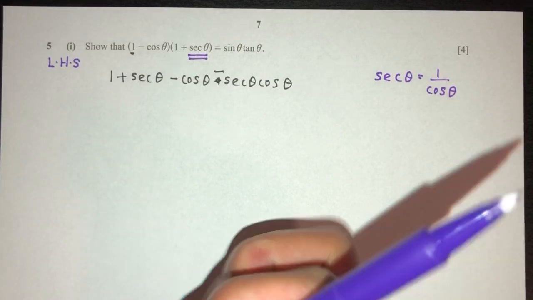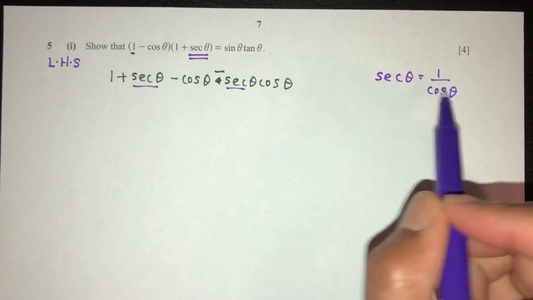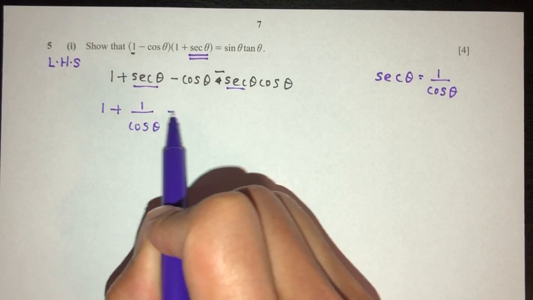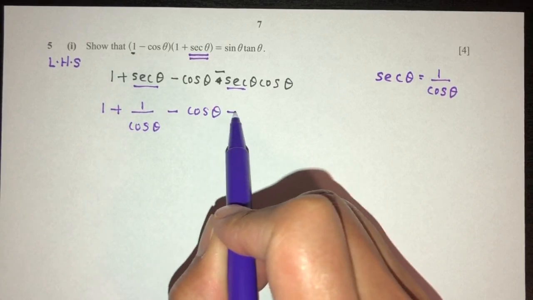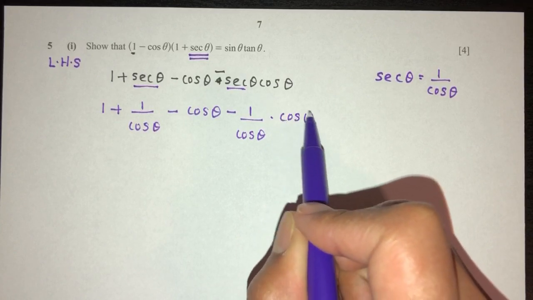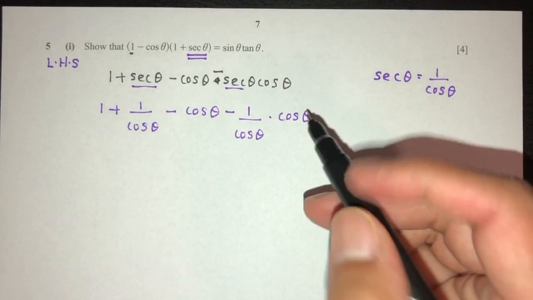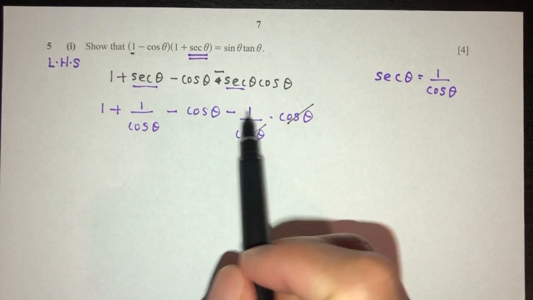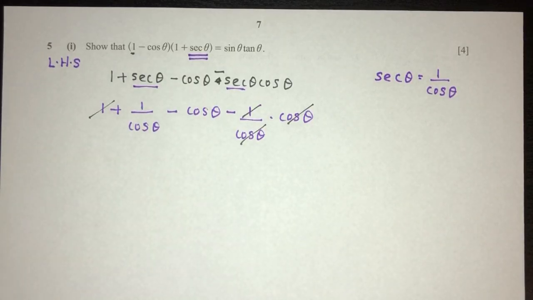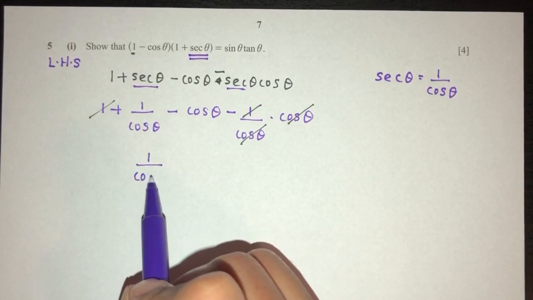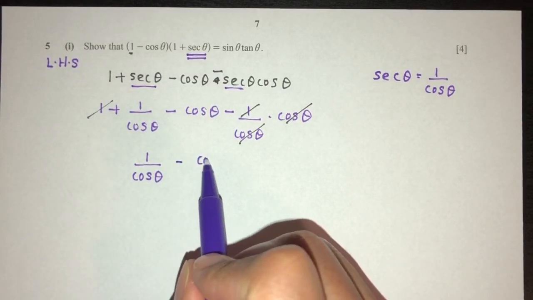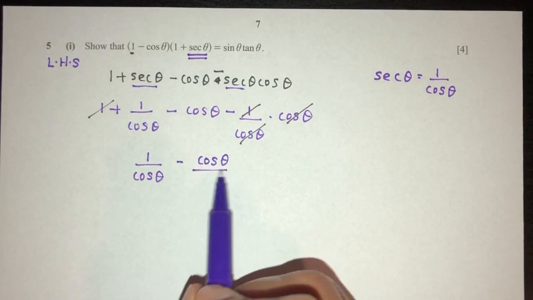So 1 times this will be 1 plus sec theta, and this time this will be minus cos theta plus sec theta times, that will become minus, sorry, because it is minus cos theta. Now replace the value of sec by this value. You will have 1 plus 1 over cos theta minus cos theta minus 1 over cos theta times cos theta. But now if you observe, these two will cancel out. You will have minus 1 remaining. So 1 minus 1 cancels out. So finally you will have 1 over cos theta and minus cos theta, right?